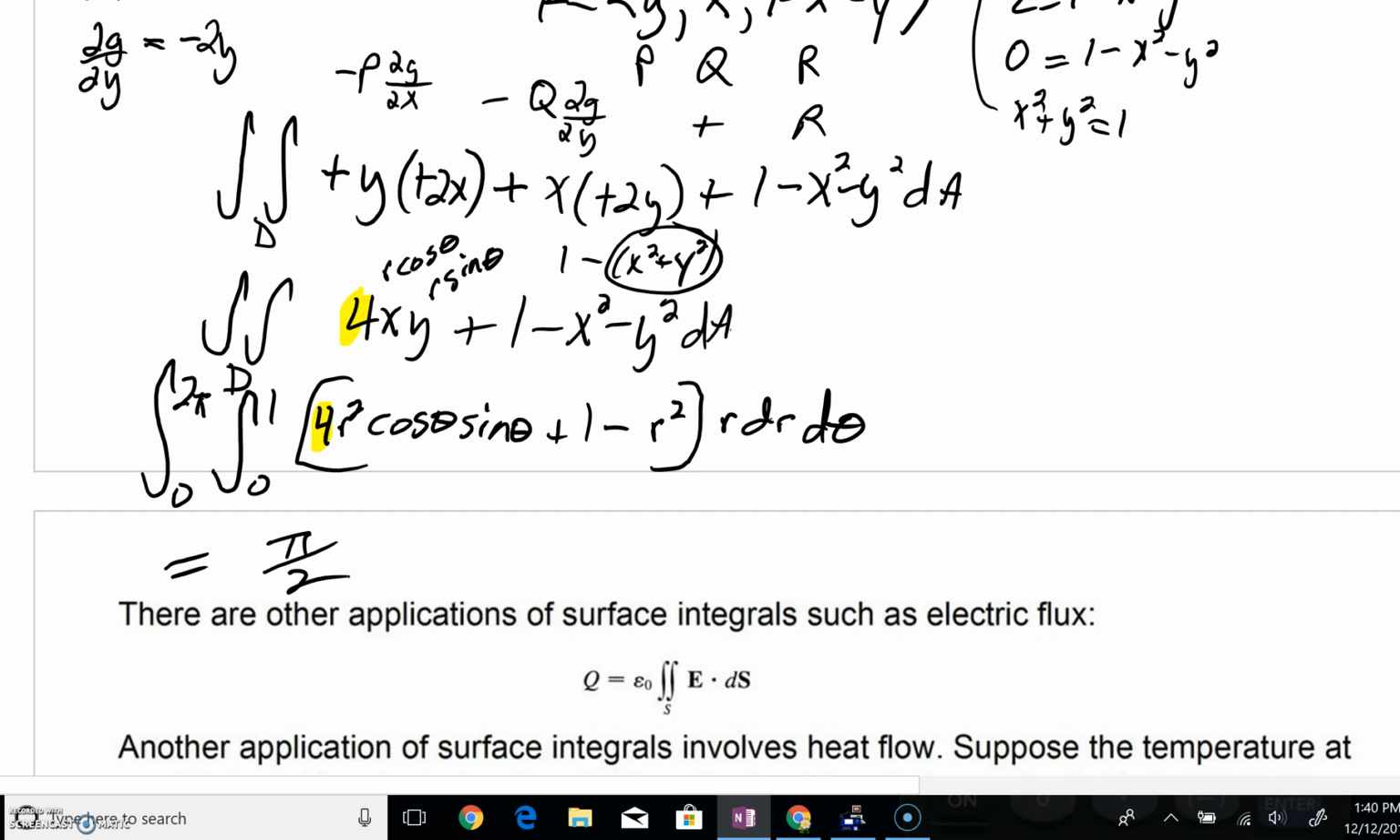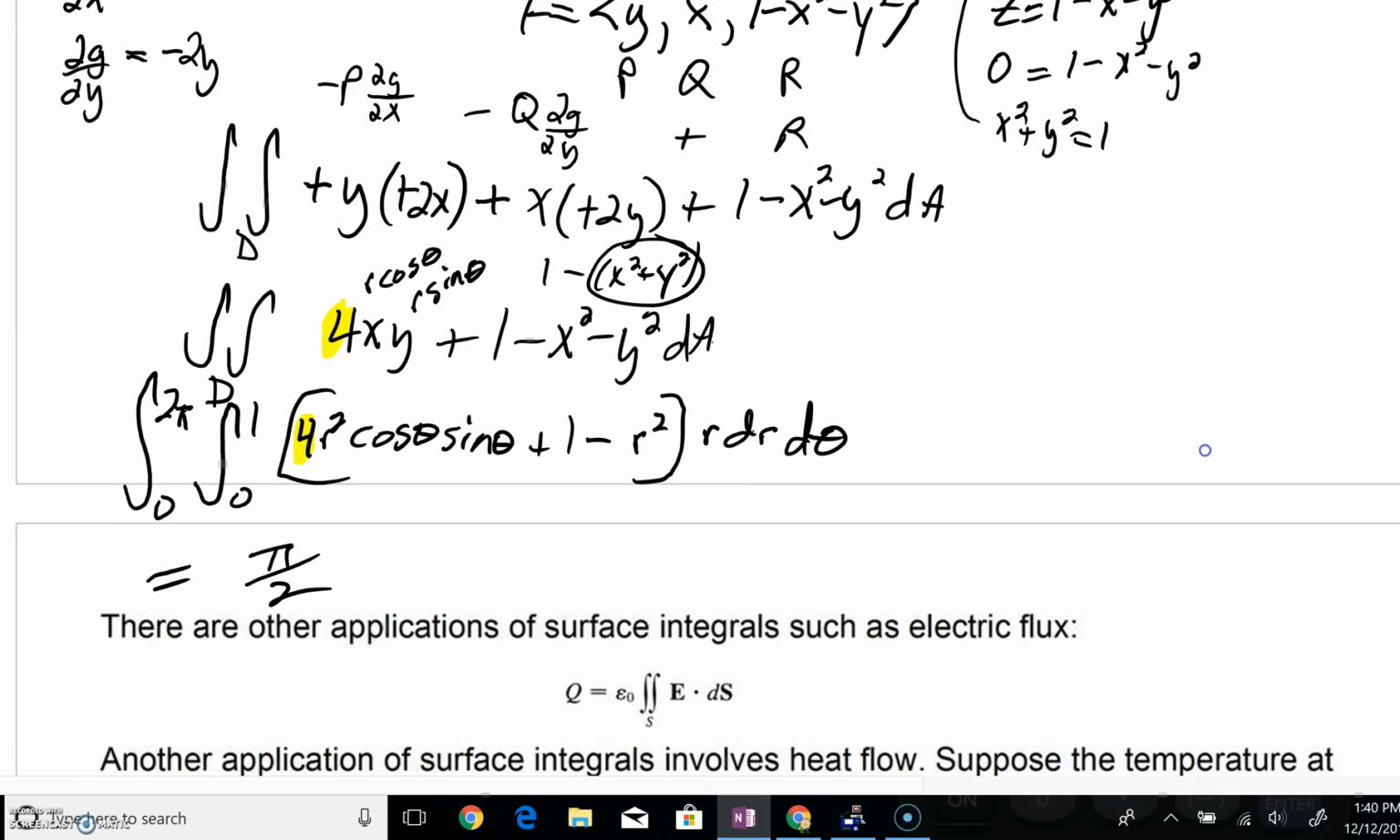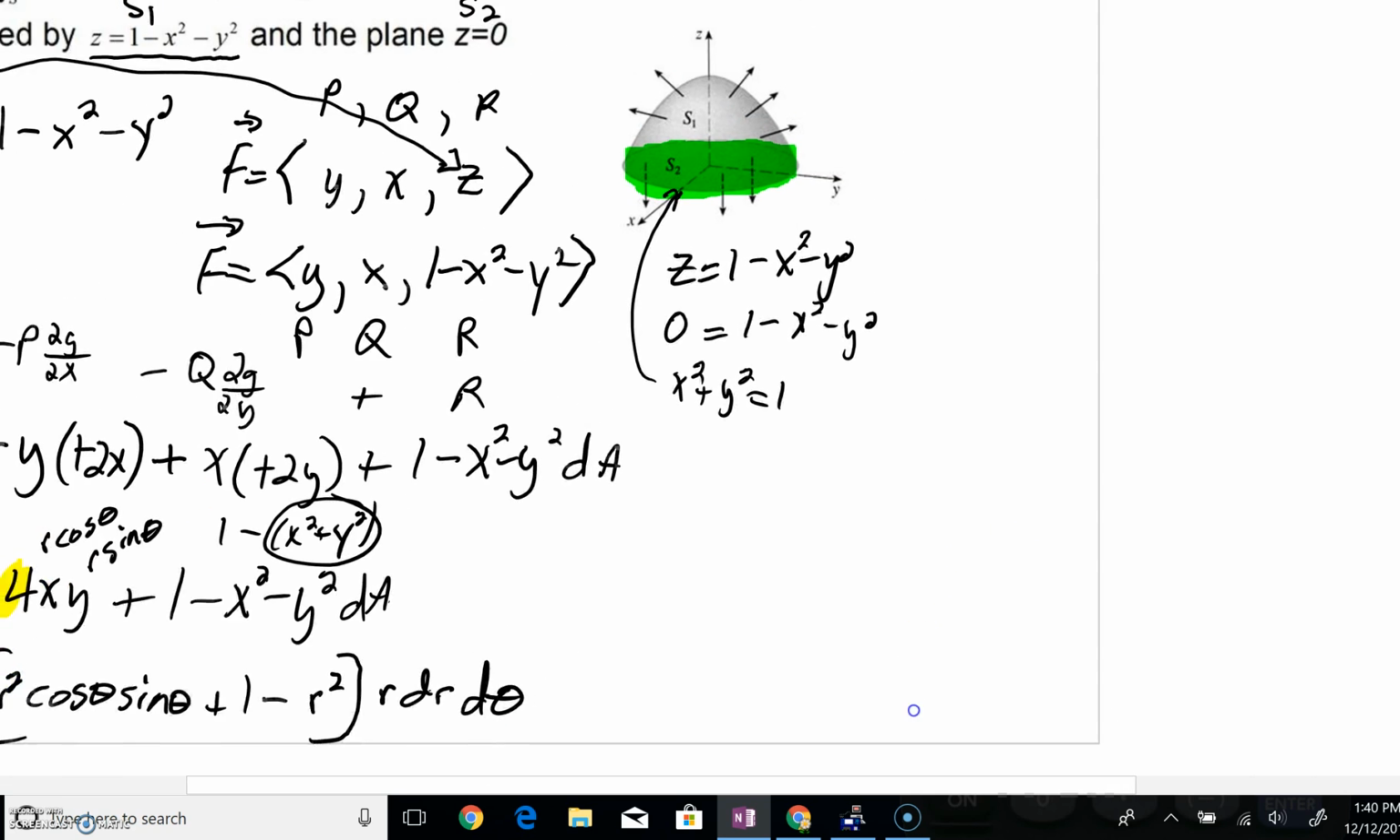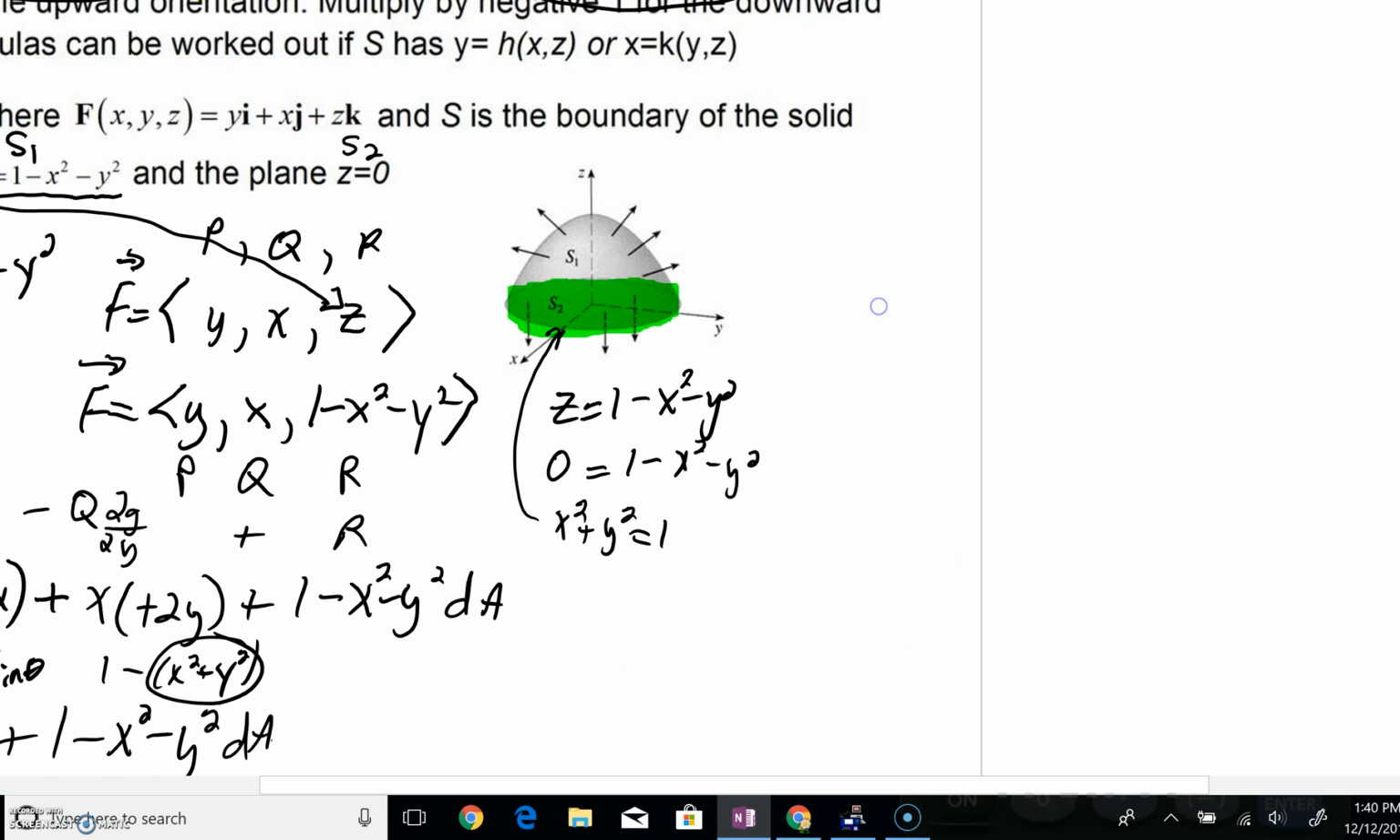But before too long, somebody's going to say you're not done. Isn't there another part of the surface? Yeah, there's S2. Oh boy. All right, so you've got S2, and you could say, well, let's see here. S2, though, is rather interesting, isn't it? S2, by the way, it's got negative orientation. We're going to have to multiply by -1 at the end.